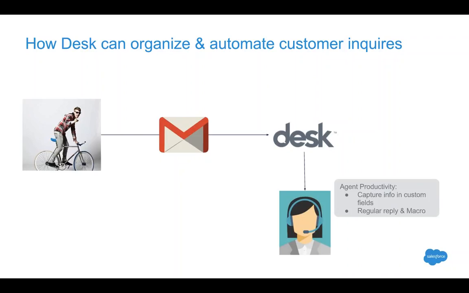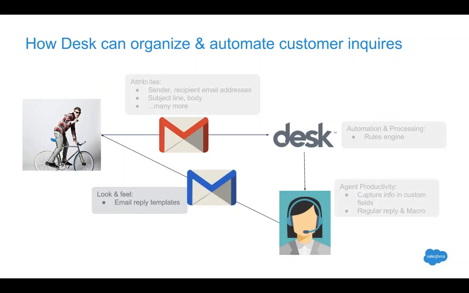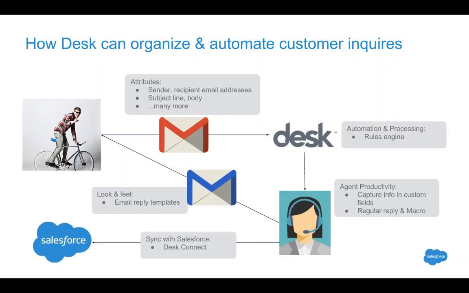Those could be, for example, assigning it to a specific agent. And when that agent gets a case assigned to them, they can capture information in what are called custom fields. They can reply back to the customer with just a normal email reply, or use what are called macros, which are productivity tools to help them get customer responses out faster. And then when that email goes back to the customer, Desk has what are called email reply templates that change the look and feel of the email. We're going to be doing some customization today around this area. And then lastly, the new part really is here. When we do get interactions into Desk now, we can also sync those with Salesforce through DesConnect.